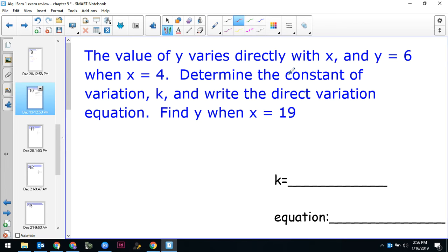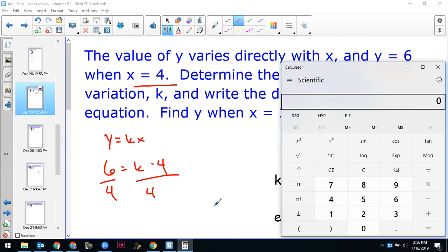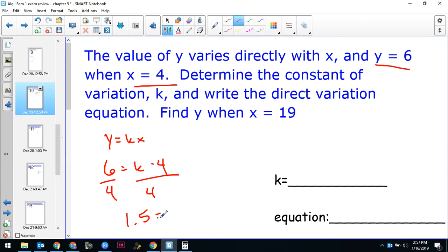Okay, now this one's a weird one. This was one of the more commonly missed problems on the test that we had over this. So remember that direct variation is y is equal to k times x. Now, I tell you that y is 6 when x is 4. That's going to tell me what my equation actually is. So if y is 6 and x is 4, if I divide 4 over to the other side, 6 divided by 4 is 1.5. So 1.5 is equal to k.